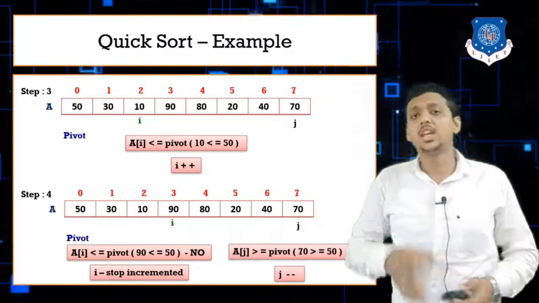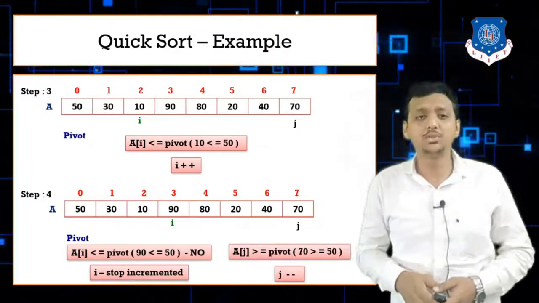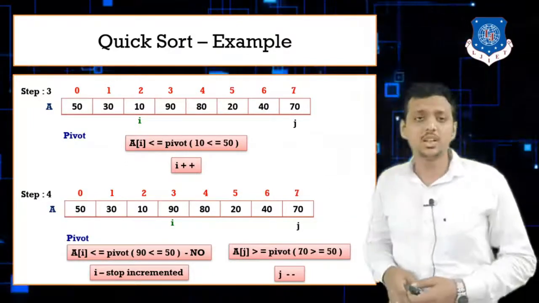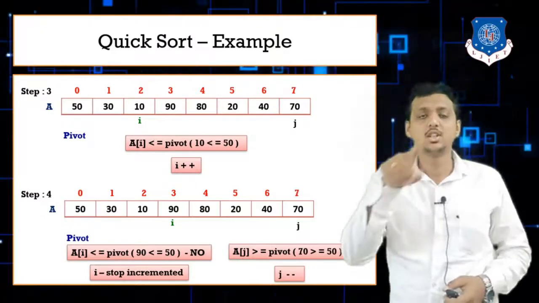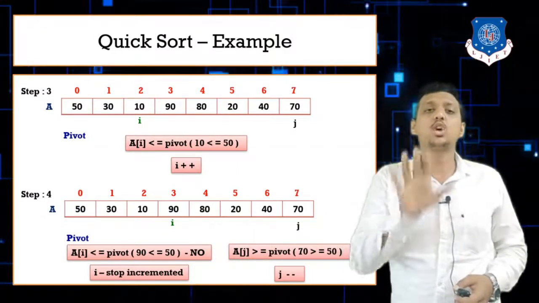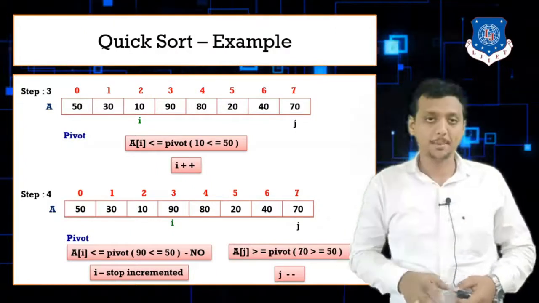So just check it out. Is A of I less than or equal to 50? 90 is less than or equal to 50, the condition is false. So at that time you need to stop incrementing I.